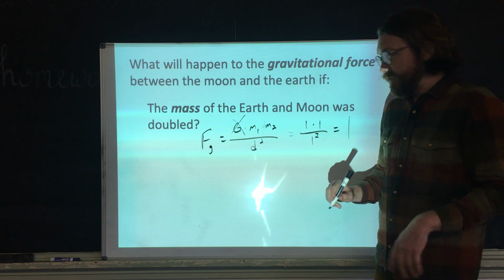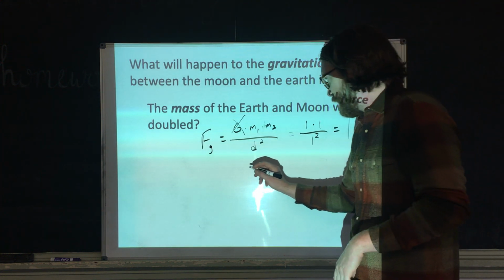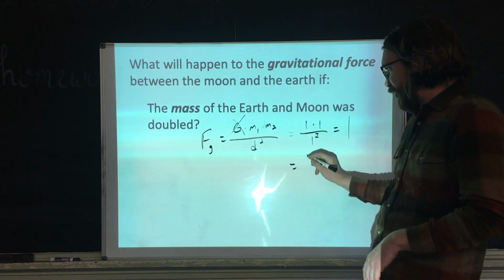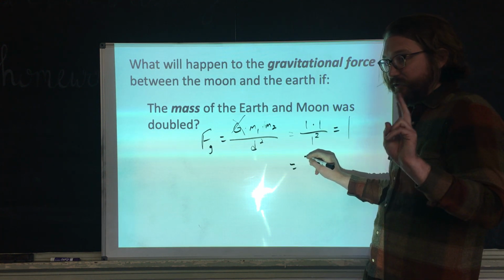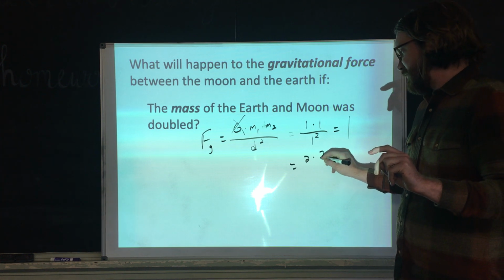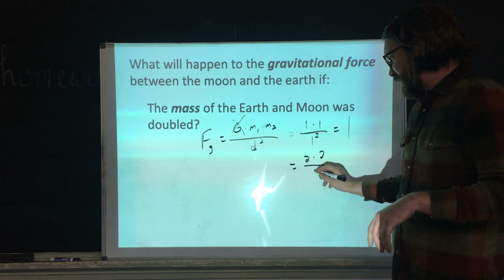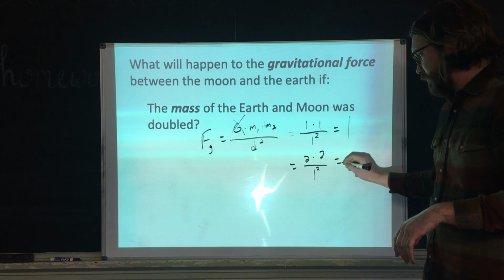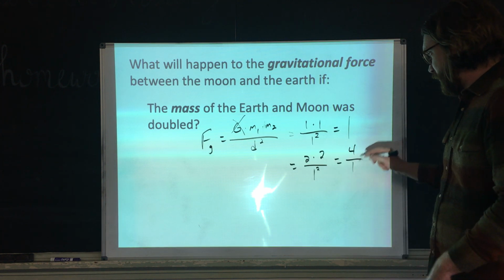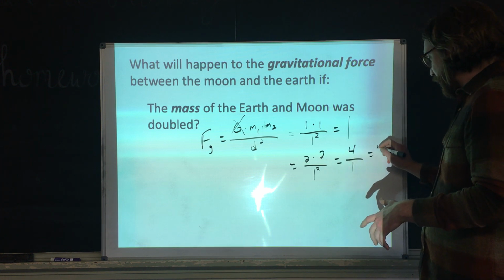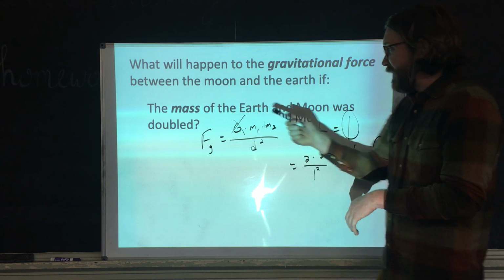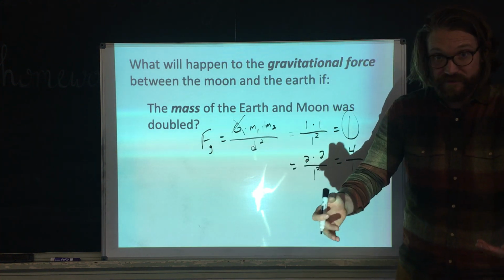Okay. Well, if we double both of them, this is where it gets interesting. That means now instead of the mass of the Earth being 1, now the mass of the Earth is 2. Instead of the mass of the Moon being 1, now the mass of the Moon is 2. And our distance remains the same. It's 1 squared. 2 times 2 is 4, and 1 squared is 1. So now our force of gravity went from being 1 to being 4. And that's because we doubled both of the masses.